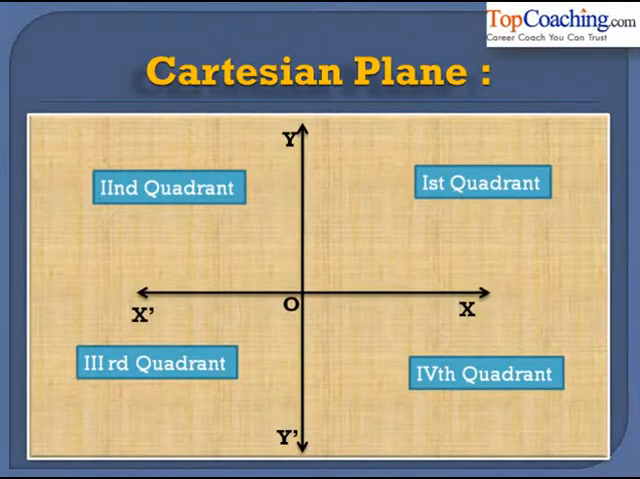It is called a quadrant because the plane has been divided into four parts. So this is the first quadrant, this is the second quadrant, this is the third quadrant, and this is the fourth quadrant, and all the points would lie in any of these four quadrants. These four quadrants together constitute the Cartesian plane.